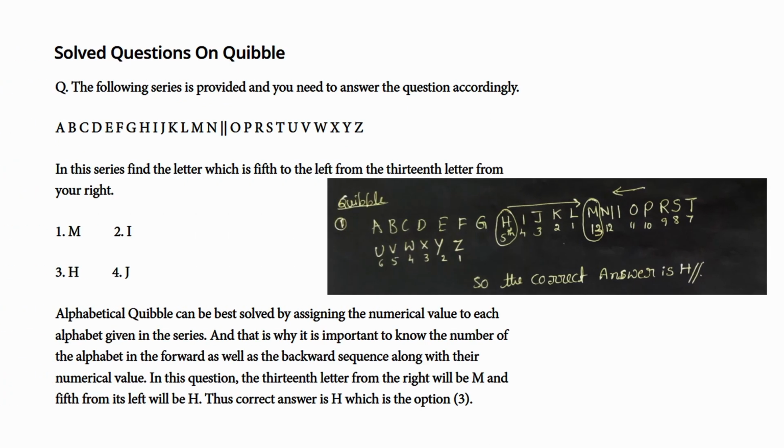Alphabetical quibble can be best solved by assigning the numerical value to each alphabet given in the series. And that is why it is important to know the number of the alphabet in the forward as well as the backward sequence along with their numerical value. In this question, the 13th letter from the right will be M and 5th from its left will be H. Thus, the correct answer is H, which is option 3.